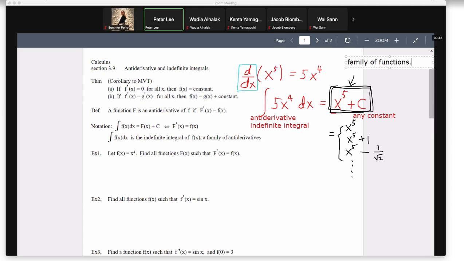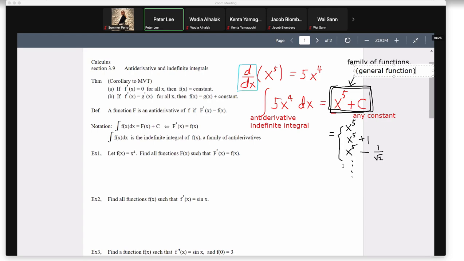So it is not referring to one function. When you write x to the 5 plus c, we are not referring to one function. We are actually referring to a family of functions. Sometimes we also call this a general function, meaning it is referring to a group of functions or a family of functions.